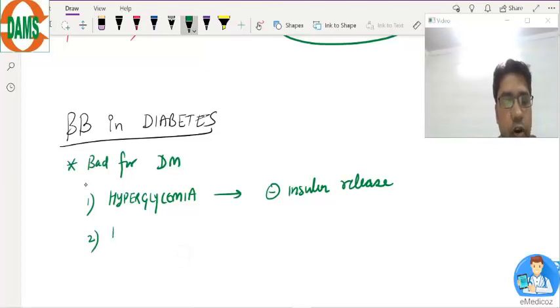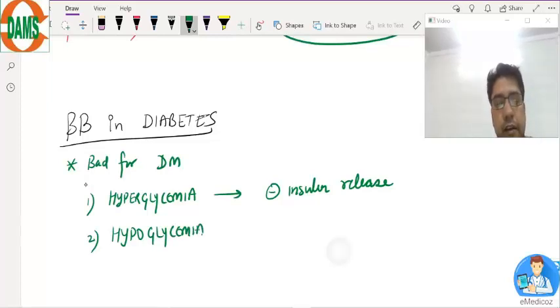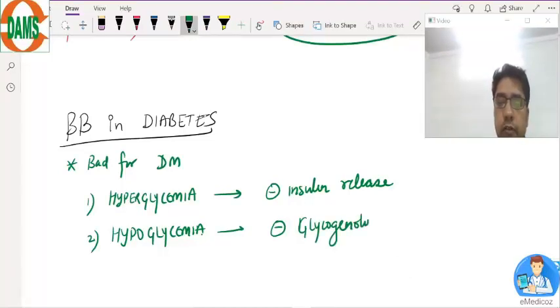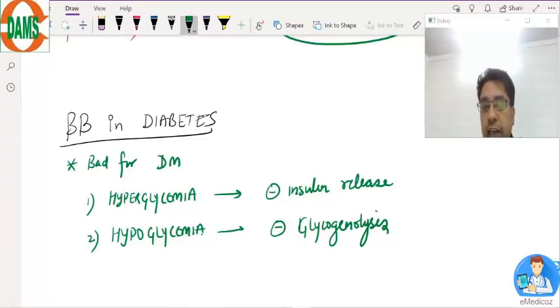Second point, they can also lead to hypoglycemia. Why? Because they inhibit glycogenolysis. They can also lead to hypoglycemia because they inhibit glycogenolysis. I hope you remember that part.